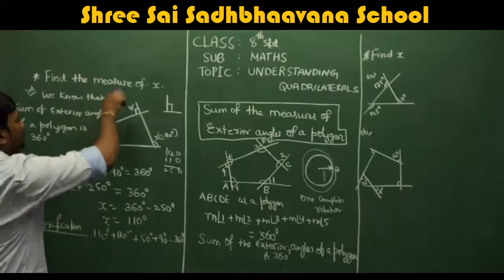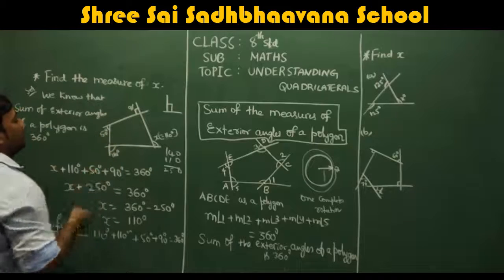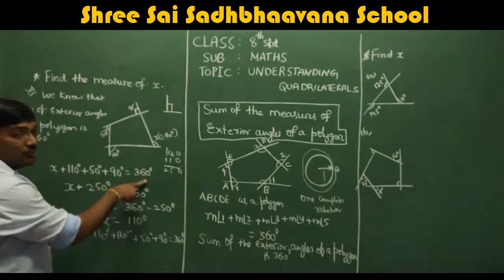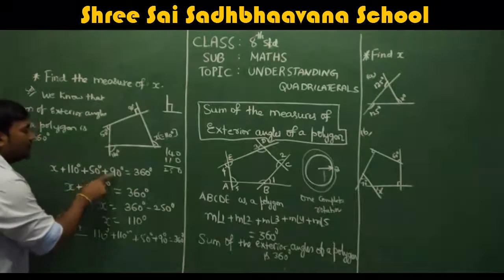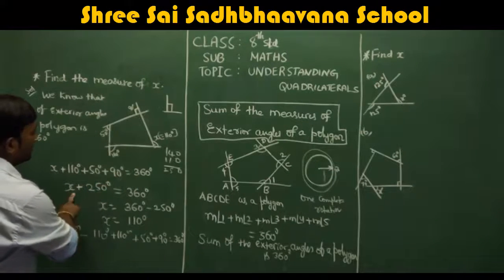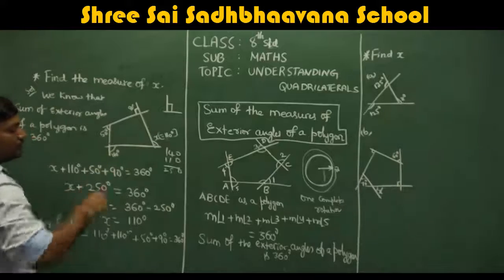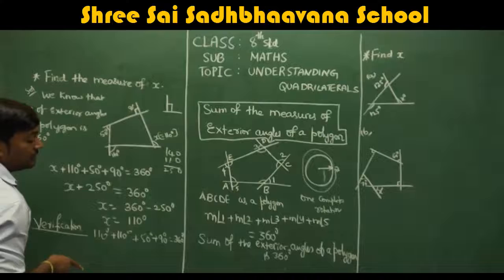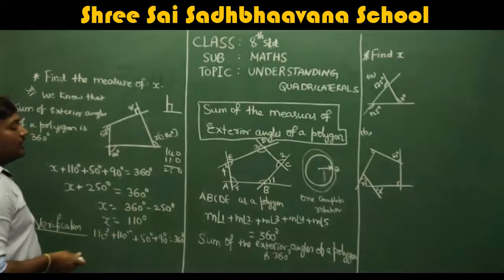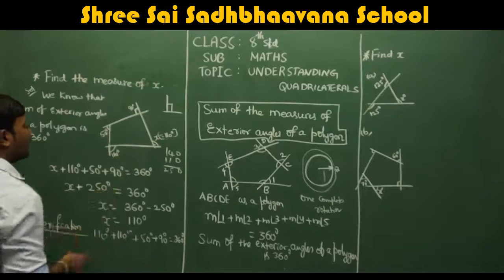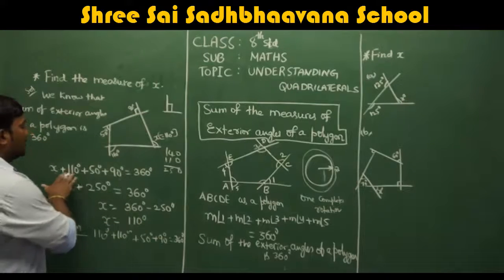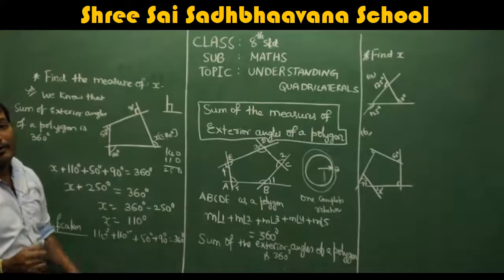So now just use that property: the sum of all the angles you measure, 110 plus x plus 50 plus 90, is equal to 360. 110 plus 50 plus 90 is 250, so x plus 250 is equal to 360. Send that 250 to the right-hand side: 360 minus 250, which is 110, so the x value is 110. And I verified. How did I verify? I just added all the angles after getting the x value and checked, and I got 360.